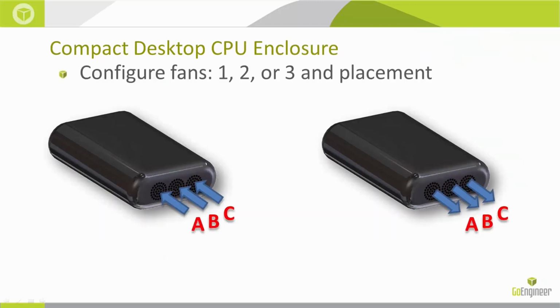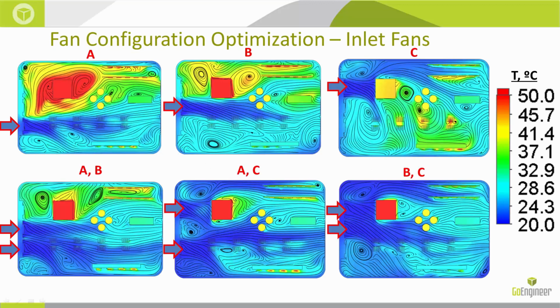The next decision to make is whether to have fans be inlet or exhaust fans. And do we need all three, or can we get away with one or a variety of combinations of two fans? Here we're looking at all the different scenarios for an inlet fan. So we look at the A, B, and C position, and then combinations thereof. What's interesting to note here is that the heat island locations change significantly based on the locations of the fans. But again, what's important isn't the region that's hot, but if those temperatures exceed our thresholds.